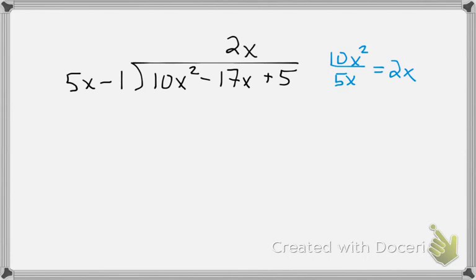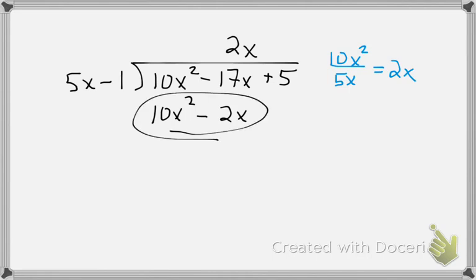And where should I put that? On the x column. I have a square column, I have the x column, and then I have the constant column. Neatness matters. Then we multiply, like we multiplied the 4 times the 7. Now I multiply the 2x times the 5x minus 1, which gives me 10x squared minus 2x. Put the x squared in the x squared column, put the x in the x column. This is playing the role of that 28.